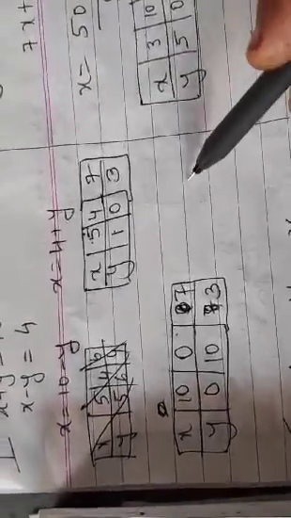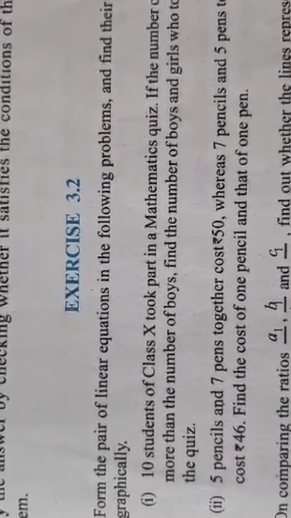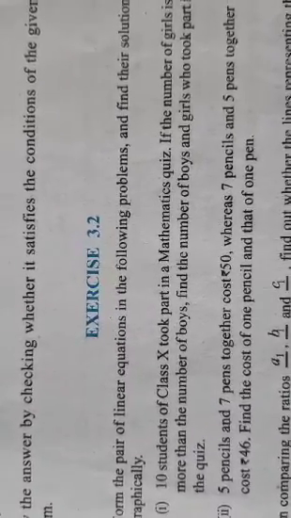इस तरह से intersect होगा at a point 7 and 3. X value 7 and y value 3. The second equation which is to be framed: 5 pencils and 7 pens are costing 50. 7 pencils and 5 pens are costing 46.